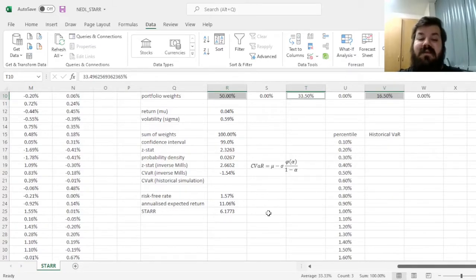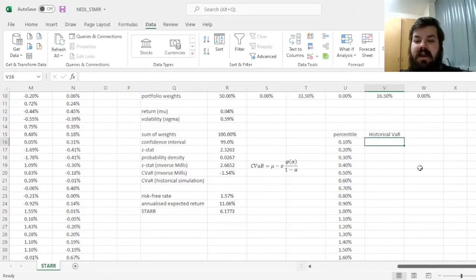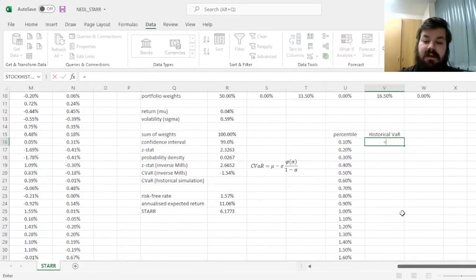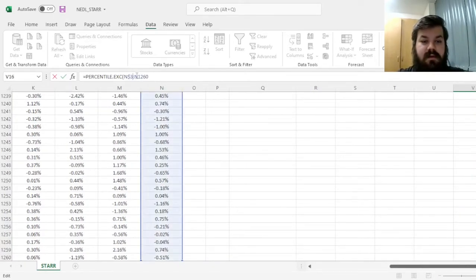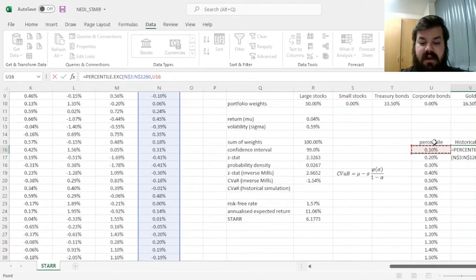However, what happens if we take into account the historical distribution of returns instead of its theoretical distribution assuming normality? Here we can calculate historical VaR at a range of percentiles, for example, going 10 basis points at a time, and approximate historical conditional VaR or historical expected shortfall as an average over said percentiles. So here we can use the PERCENTILE.EXC function, referring to the array of portfolio returns with rows locked, and refer to the percentile we have got over here.